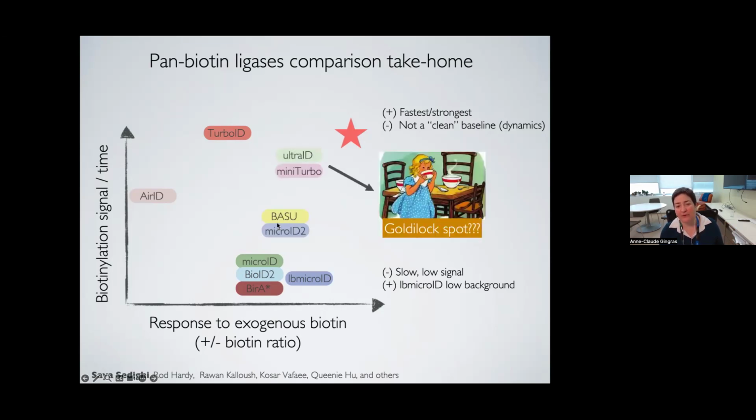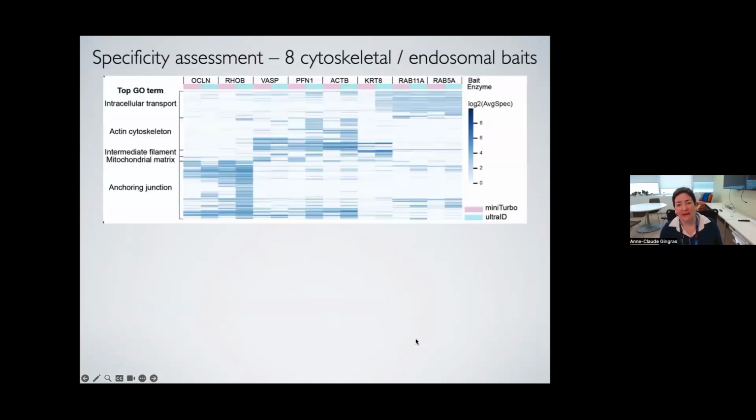And then we had a number of enzymes that fell in between, with two of them in particular, Ultra ID and Mini Turbo, hitting what we think is a Goldilocks spot, meaning that they have a very nice signal intensity. They can label in a very short amount of time, but they also respond really well to exogenous biotin. And so the next question became, can they be specific?